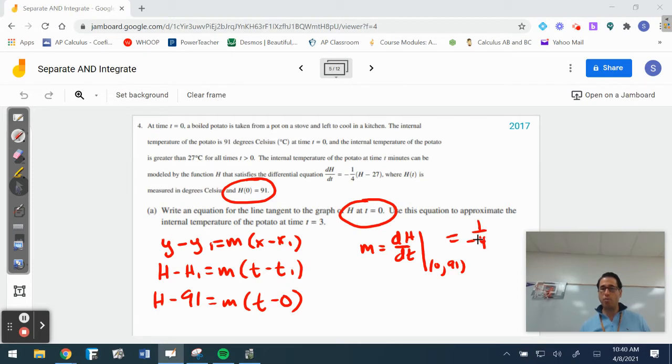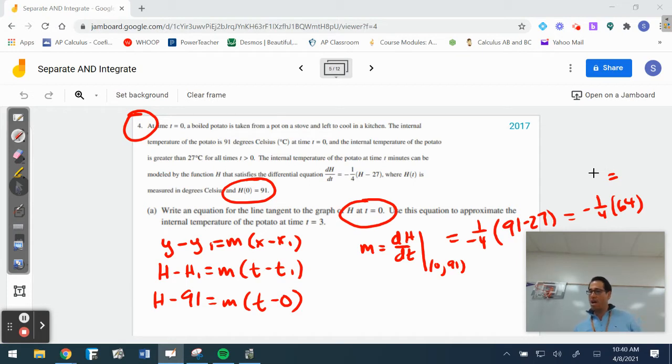What do I get? I get negative 1/4 times h minus 27, where h is 91. Oh, sweet. Look at this. The AP's hooking me up, right? Because it's number 4, which would be non-calculator. And if I do all of that correctly, what's my answer there, class? That'd be negative 16. I feel like I made a little bit of a boo-boo there. No, I did not. So my answer, with my slope, would be h equals negative 16t plus 91.